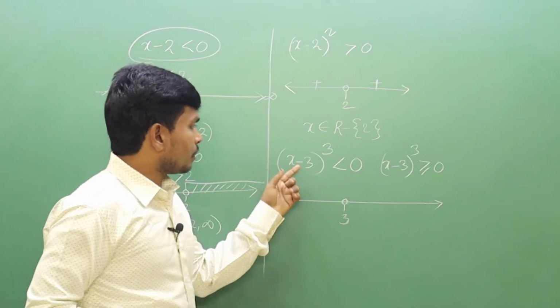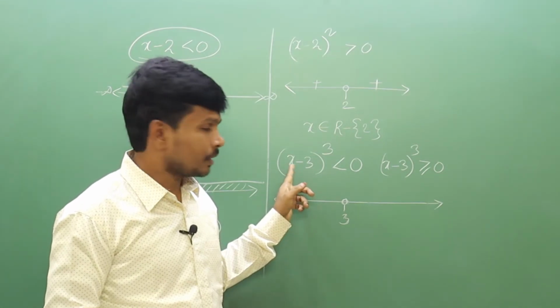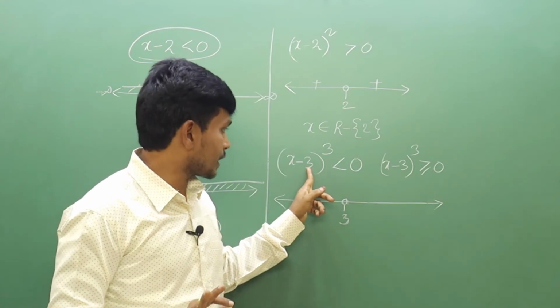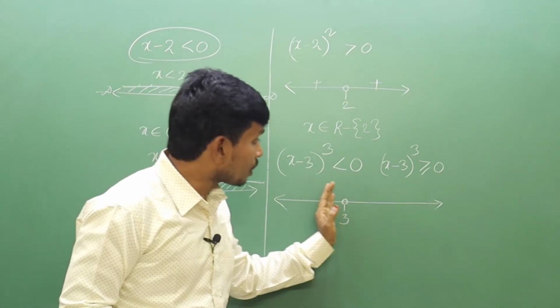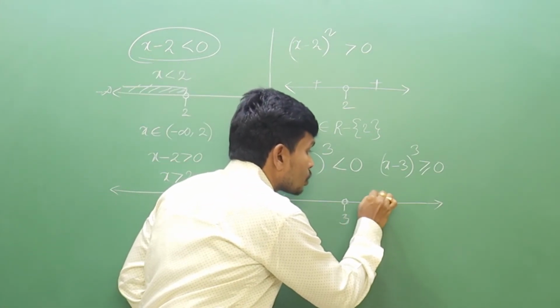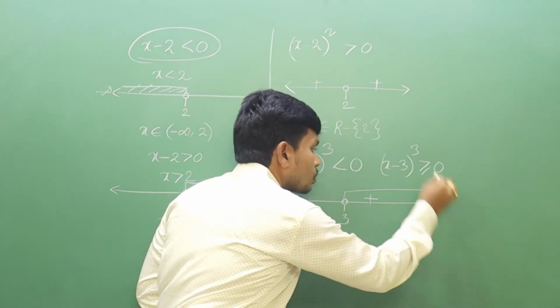Now observe, more than 3 you take. Suppose 4, can we take? Yes, 4 minus 3 how much? 1. Is 1 positive or not? Yes, it is positive. Positive whole cube will be positive. So if you are taking more than 3, then you will get positive values.